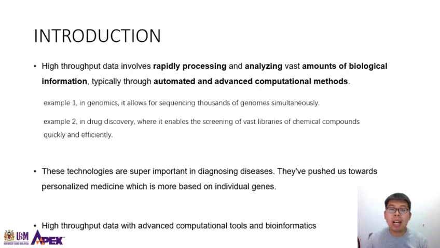Firstly, please allow me to give some brief introduction. What is high throughput data? Generally, it involves rapidly processing and analyzing vast amounts of biological information, typically through automated and advanced computational methods. Here are two examples in genomics and in drug discovery.